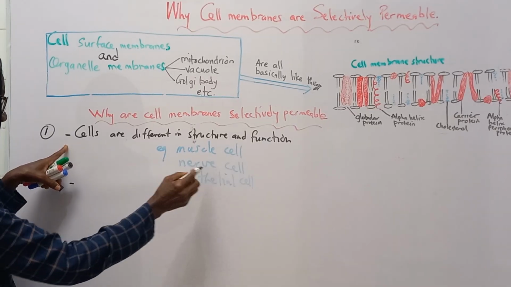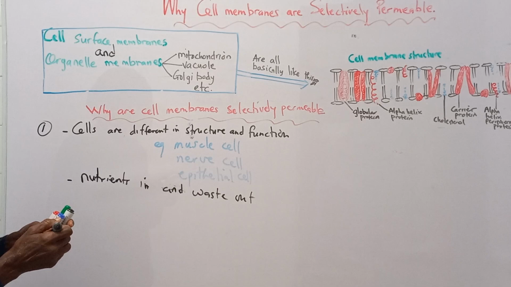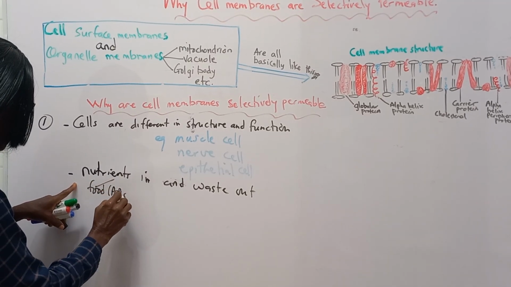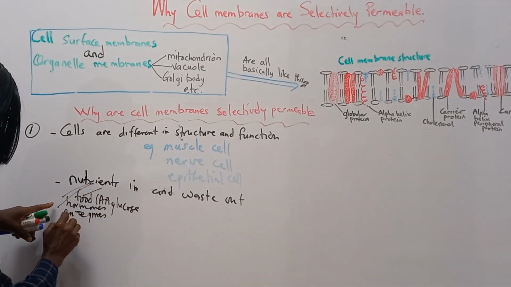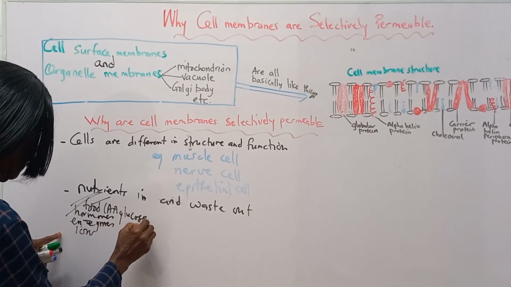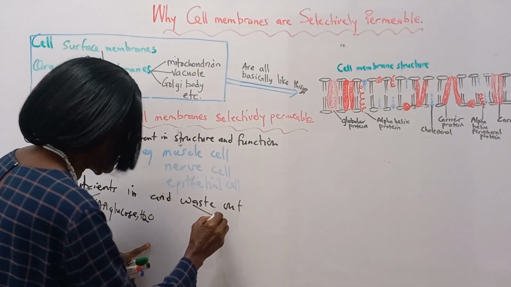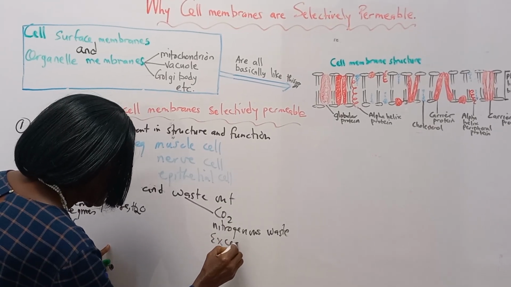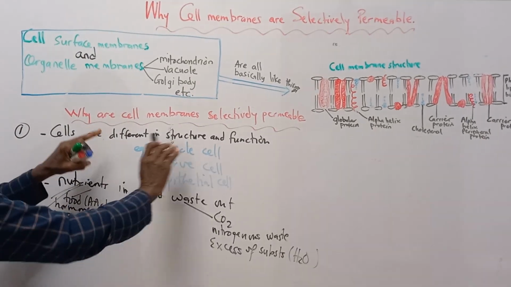And all cells need nutrients in and waste out of the cell. The nutrients can be food substances, amino acids, glucose, etc. You can also have hormones, enzymes, and various ions. Those are the nutrients that go into the cell. Let's not forget water. And then you have waste that should go out of the cell. Every cell has carbon dioxide, nitrogenous waste, and excess substances like water and ions. They should go out for all cells.